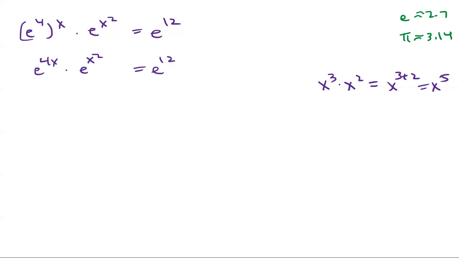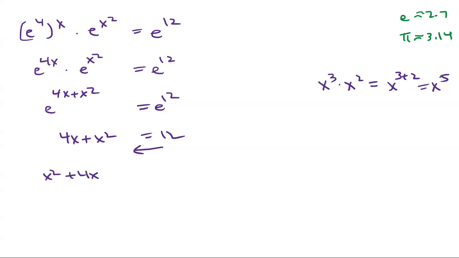So I have the same base, so I can rewrite that as e to the 4x plus x squared equals e to the 12th power. So now I have the same base, so then I just equal the powers to each other. Okay, and then move the 12 to the left and then factor. So I'm going to rearrange this from biggest to smallest. So x squared plus 4x minus 12 equals 0. Then I need to factor. So the factors are x plus 6 and x minus 2 equals 0. And then we solve. So x gives us negative 6 and x also gives us positive 2.